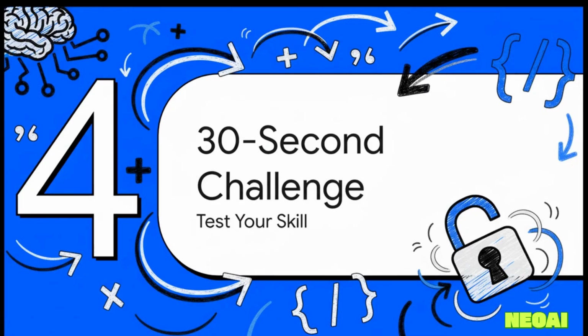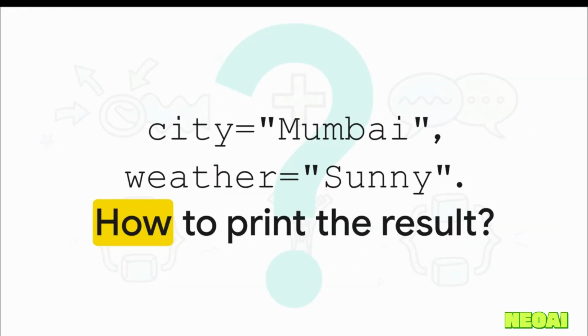All right, theory time is over. It's time to get your hands dirty and put this new skill to the test with a quick 30-second challenge. This is how you really make the knowledge stick. Okay, here's your mission. You've got two variables, city, which equals Mumbai, and weather, which equals sunny. Your job is to use an f-string to print the sentence, "It is sunny in Mumbai." Go ahead and pause the explainer for a second, think it through, maybe even say the code out loud.